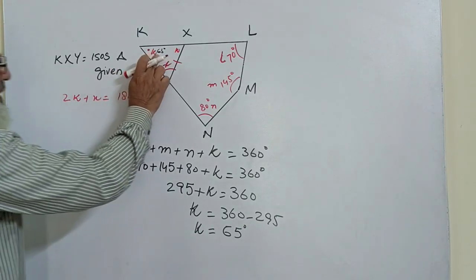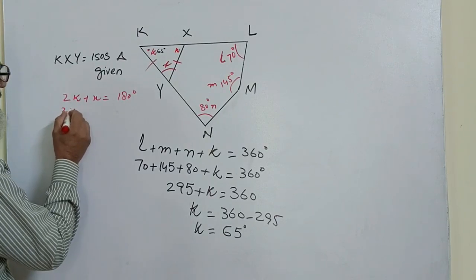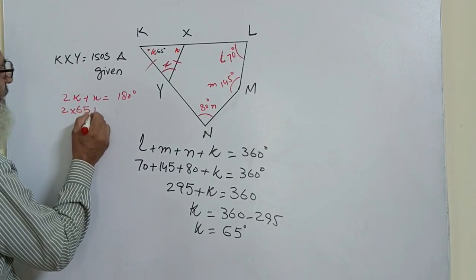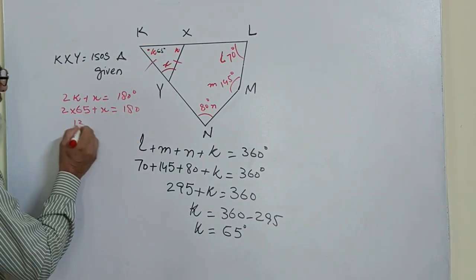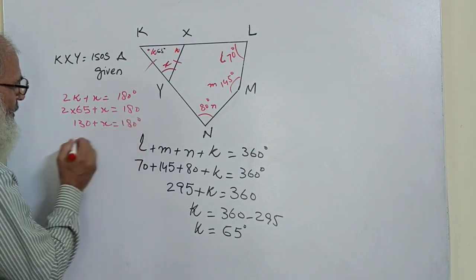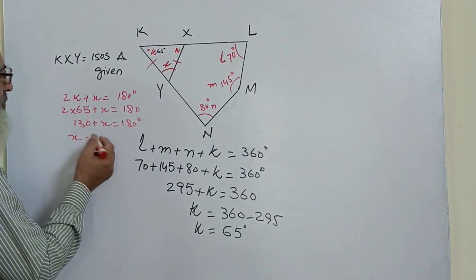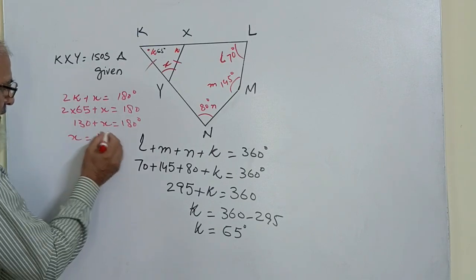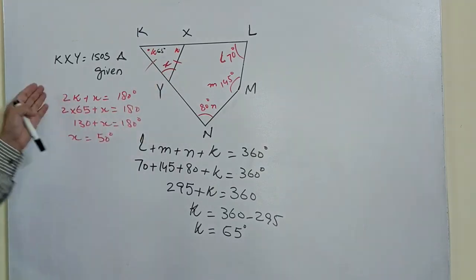Now since K is 65 degree, just do it in this way, 65 degree plus X is equal to 180 degree. So it will become 130 plus X is equal to 180. So X is equal to, shift this over here, eliminate it from here, it will become 50 degree. So this X is equal to 50 degree.